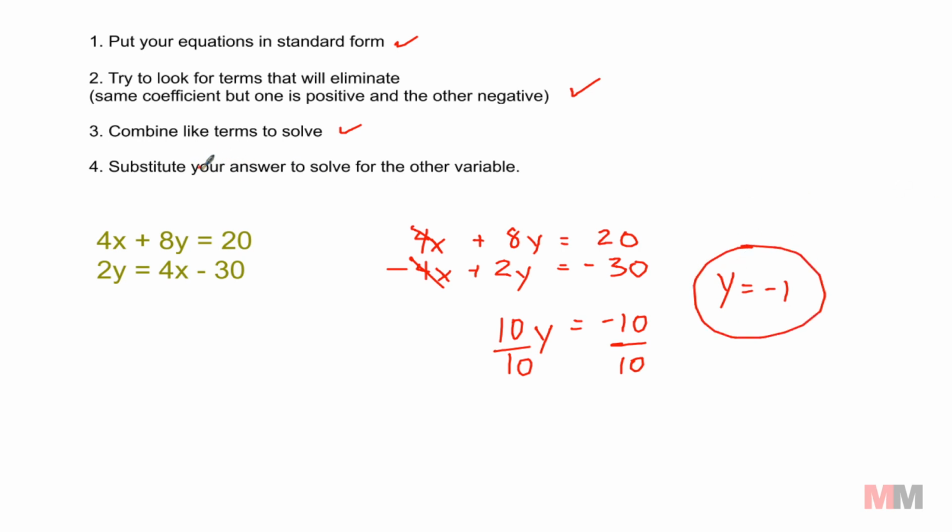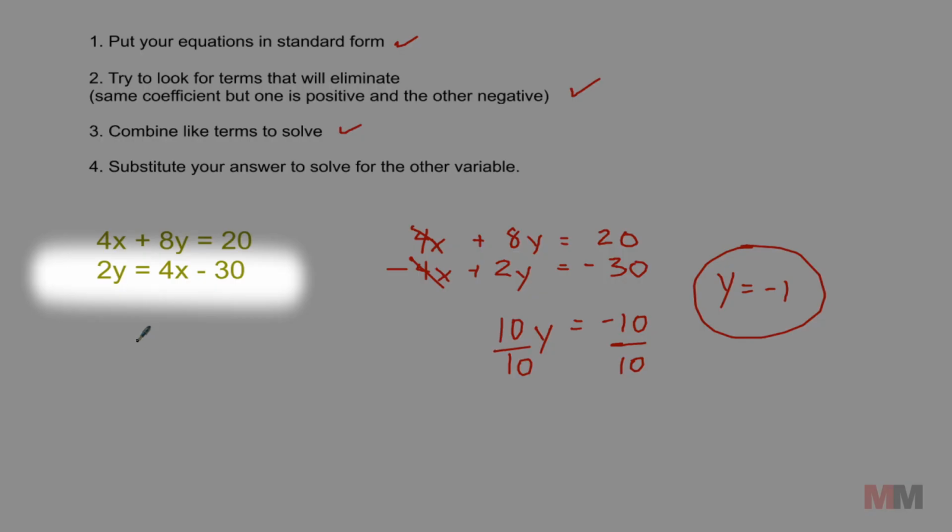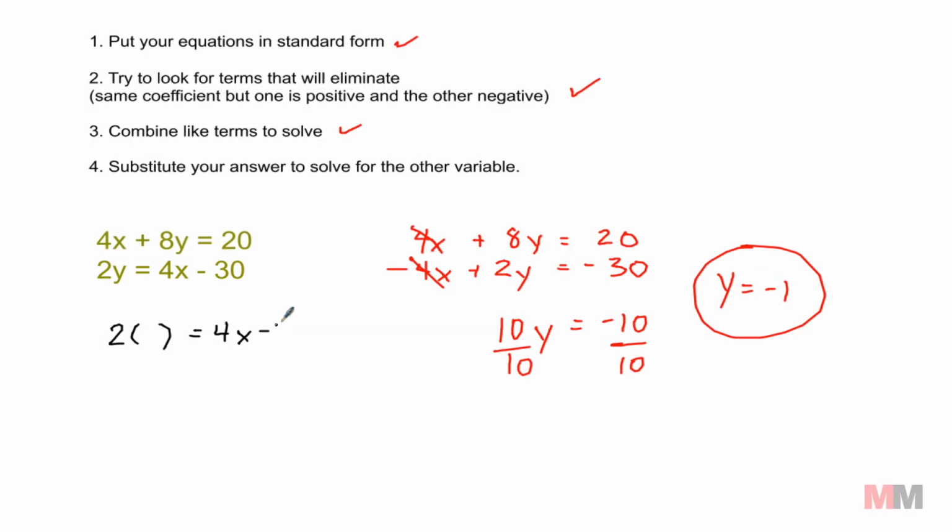The last step, substitute your answer to solve for the other variable. Now that you have this information, we can plug that in for this or this. You pick. It doesn't matter. I'm just going to pick the second equation again. 2(y) equals 4x minus 30. I'm replacing that y with what this says, with negative 1.